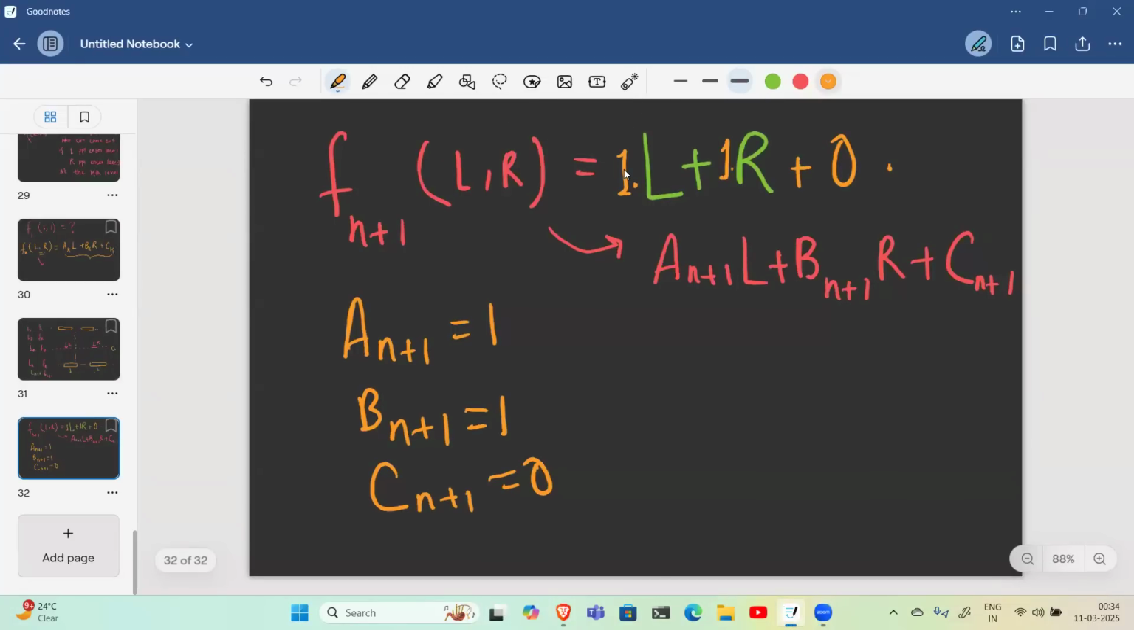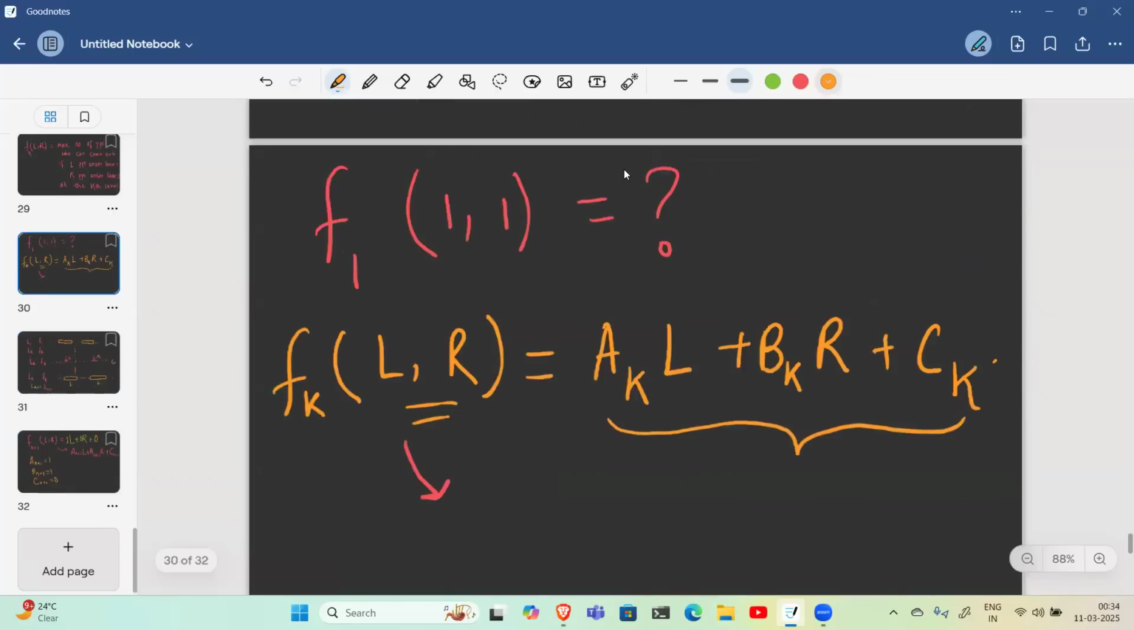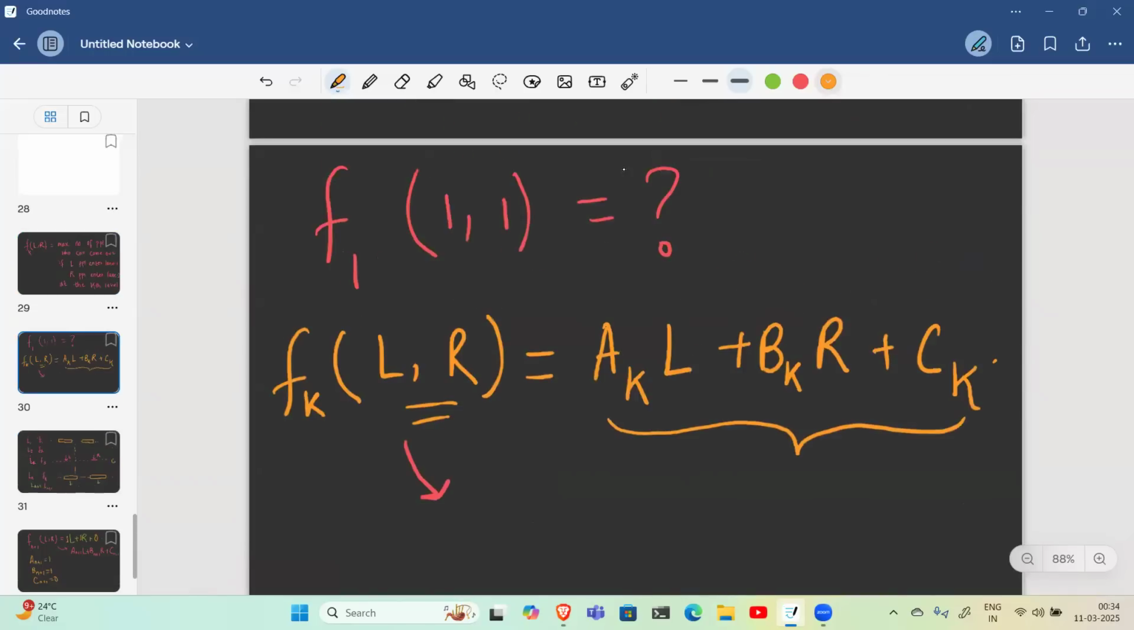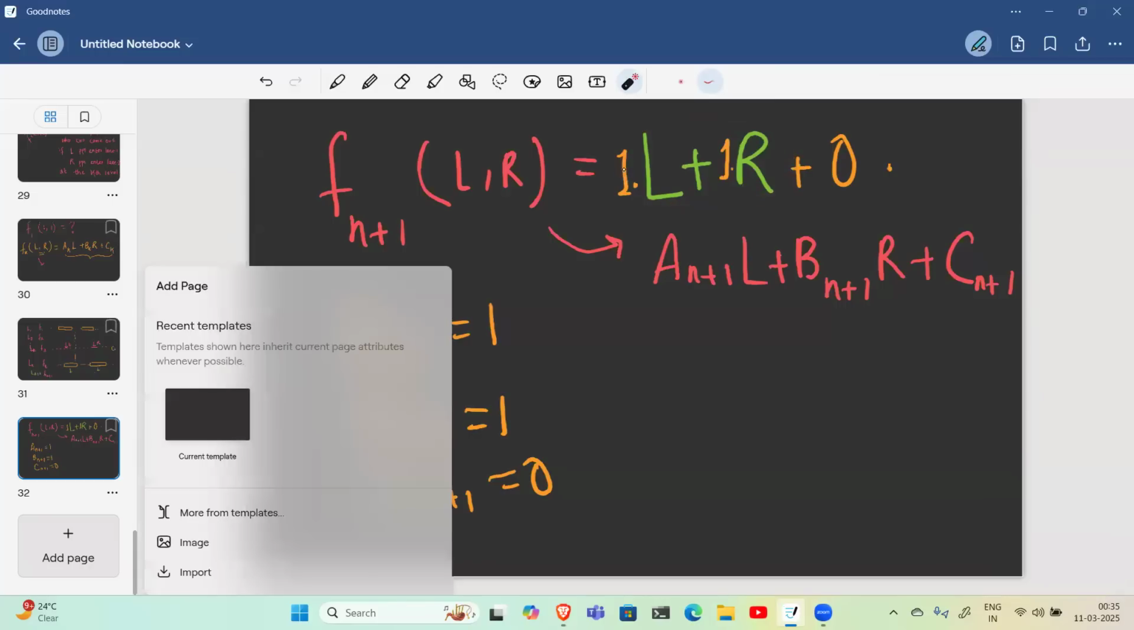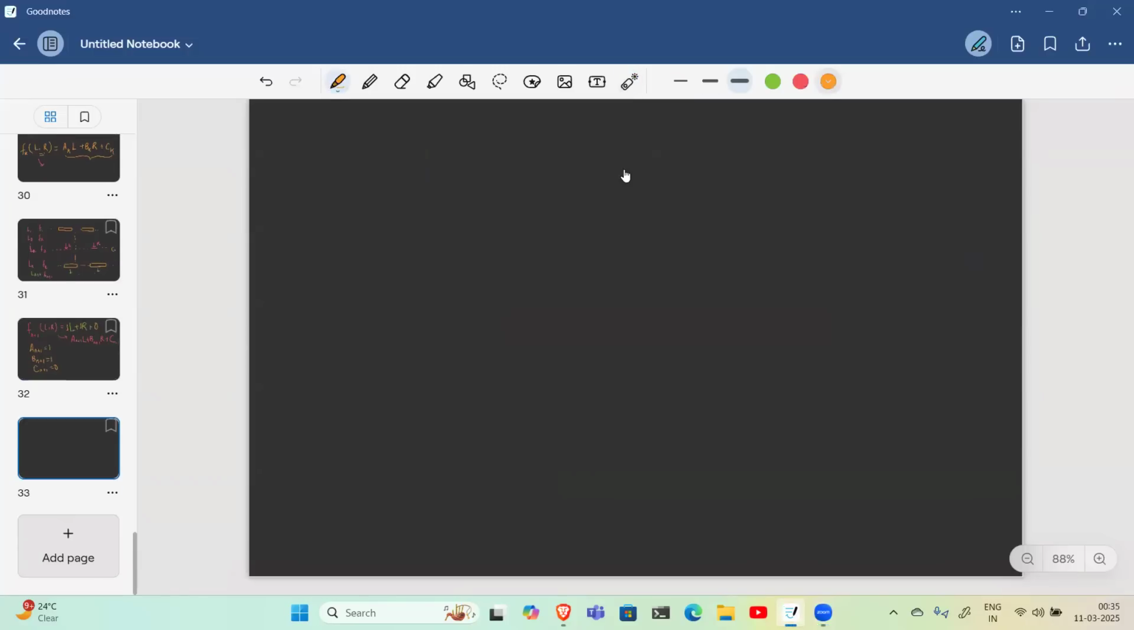So now we know function f n plus 1. And finally, what is the answer? We need to finally find the function f1. We know the function f n plus 1, that is L plus R. We need to find the function f1. So that means we need to go in reverse order, right? So what should be my order? I should go from f n plus 1, which is known to me, and here is f1 sitting, which is unknown, which is basically my objective.